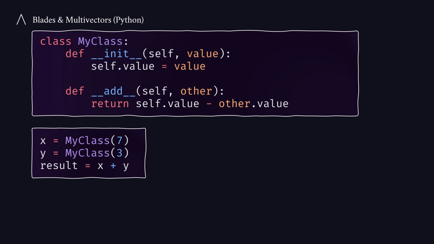And in this case, just for fun, let's define it such that it actually subtracts the values from each other. Not the kind of addition you're used to. So you would get 7 plus 3 is 4. But well, we can define it however we want here.